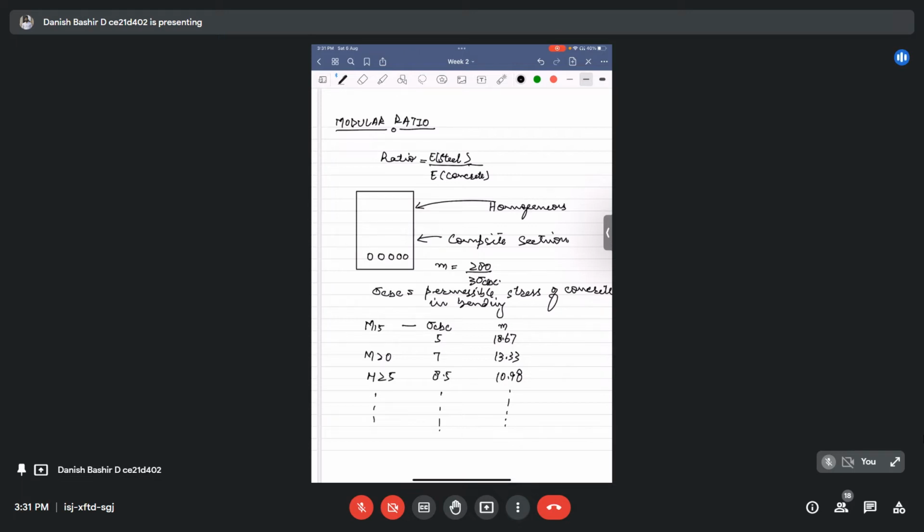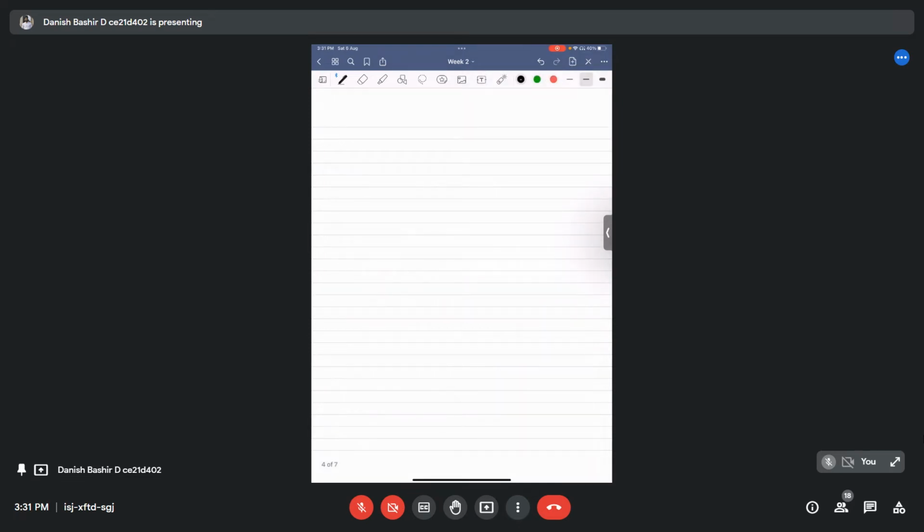We can see here that for smaller grades of concrete, the modular ratio is higher, because the modular ratio is inversely proportional to the permissible stress of concrete in bending, or we can say that it is inversely proportional to the grade of concrete. Lower the grade, higher the modular ratio. These were the modular ratio points. Another thing is the cracking moment.